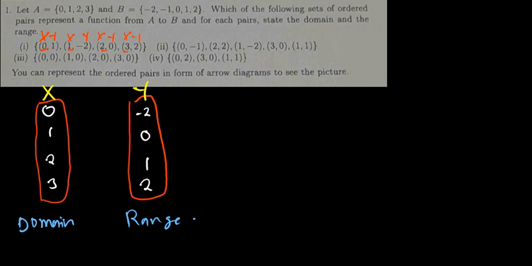If we were to map this, we can clearly see that 0 maps to 1. So 0 here has to go to 1. Then 1 has to go to negative 2. 2 goes to 0. Then 3 goes to 2. Before we continue, do we have any question there? We are okay, right?